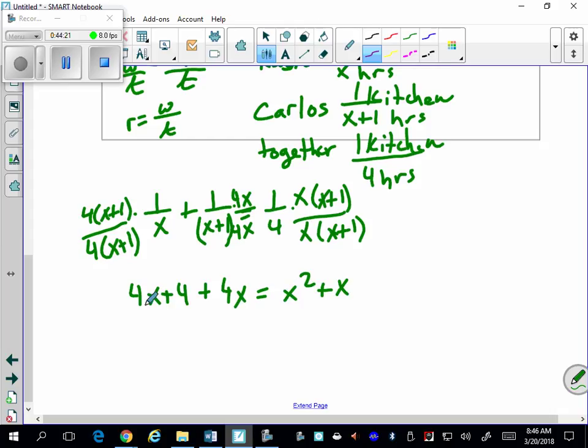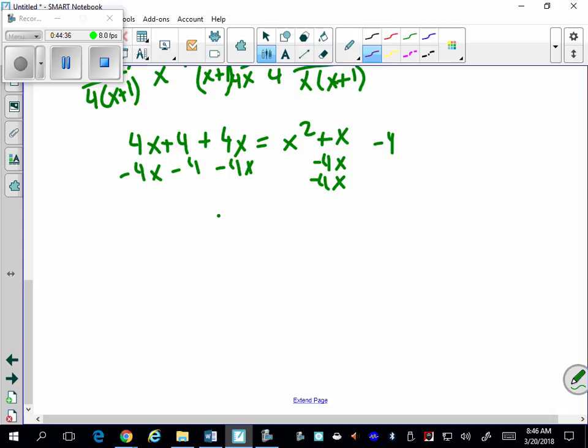And we get 0 equals x squared minus 7x minus 4. The reason why I moved all the terms to the right side is because x squared is positive. I always like to keep the a term positive. Let's see if you can factor. So the a term is 1. What two numbers multiply to negative 4 that add up to negative 7?